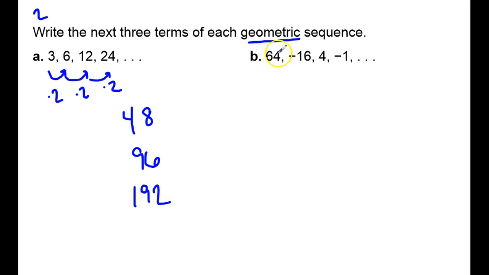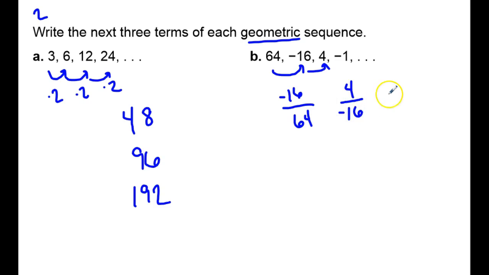Okay, so now let's look at the second sequence. Well, I see to get from 64 to negative 16, I might not know that off the top of my head, so in order to find that, I can take the second term, divide it by the first term. Well, that's a big number, and I could simplify it, so let's go a little bit further. I know if this is a geometric sequence, then the ratio here will be the same as well, so I can take the third term and divide it by the second term.